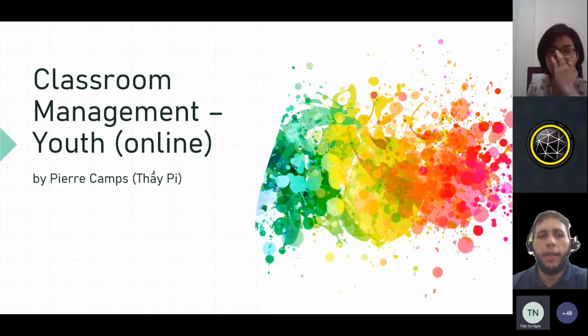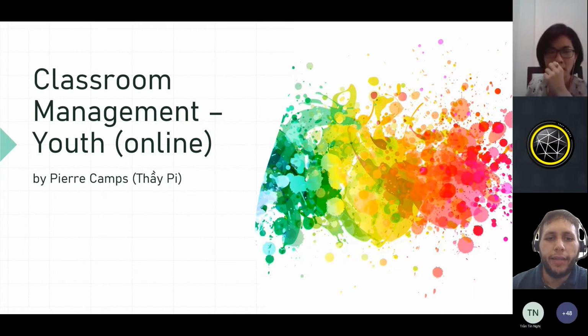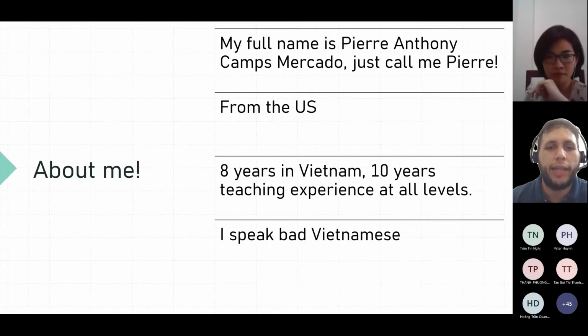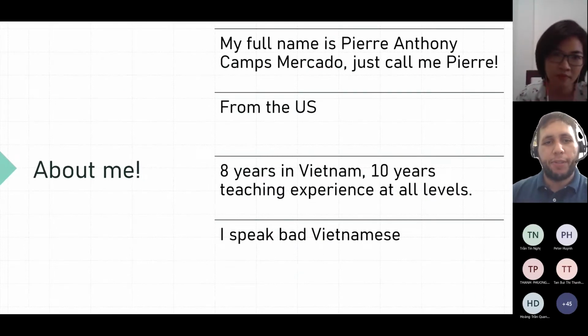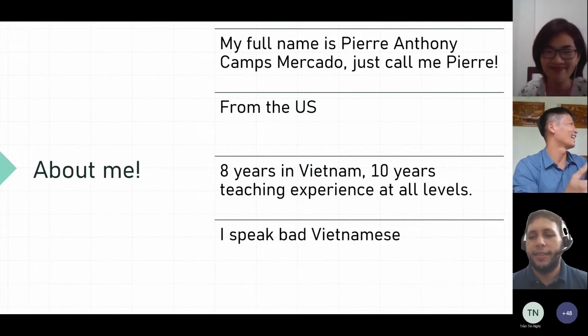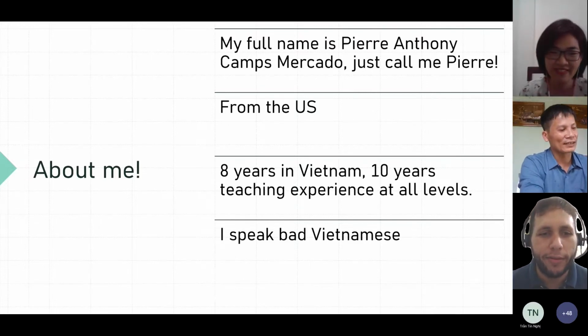All right. Welcome, guys. So that's what I'm going to talk about: classroom management for youth. We're going to focus online. A few fun facts about me. My full name is Pierre Anthony Camps Mercado, but you can just call me Pierre. 8 years in Vietnam, 10 years teaching experience, and I speak bad Vietnamese. So it works like the more you get to know me, the more you understand me, kind of thing. Nhưng mà, nhưng mà hiểu chứ, yeah.